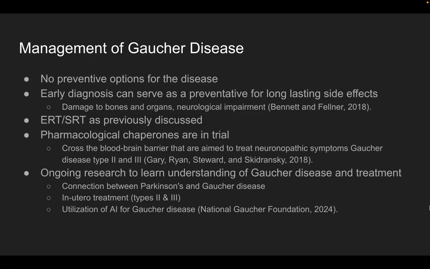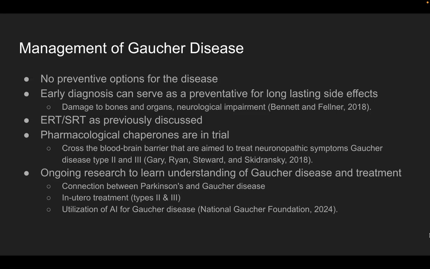Unlike ERT, SRT does not improve or mimic glucocerebrosidase. Instead, it decreases the glucocerebrosidase production. SRTs are more affordable than ERTs, however, many individuals stick with ERT due to the negative side effects of the medication. There are also pharmacological chaperones in clinical trials currently that can cross the blood-brain barrier that are aimed to treat the neuronopathic symptoms of Gaucher disease type 2 and type 3.